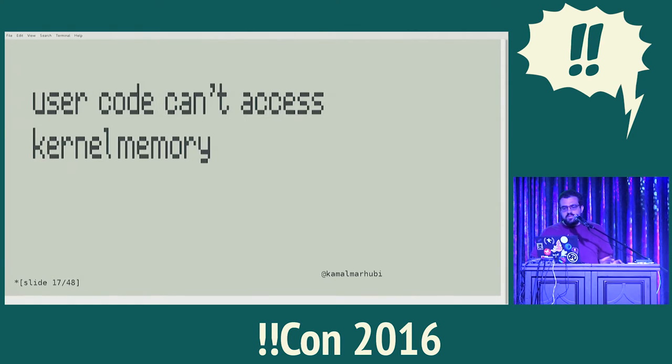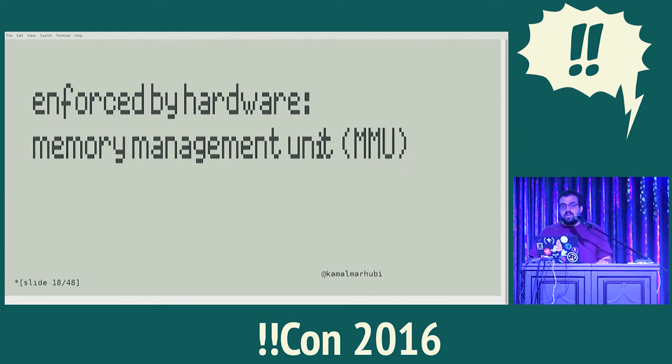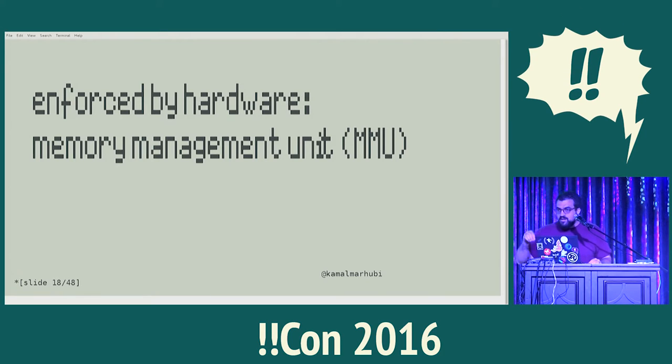It's really important that user code can't access kernel memory, because if it could, you could just say, oh, here's my file descriptor table, I'm just going to pretend I can read the password file. So user code cannot access kernel memory, and that's enforced by a piece of hardware, the memory management unit. I think it's weird and cool and mind-blowing that there's a piece of hardware that's like a little permission grantor, an access denier. It's actually silicon in your computer.